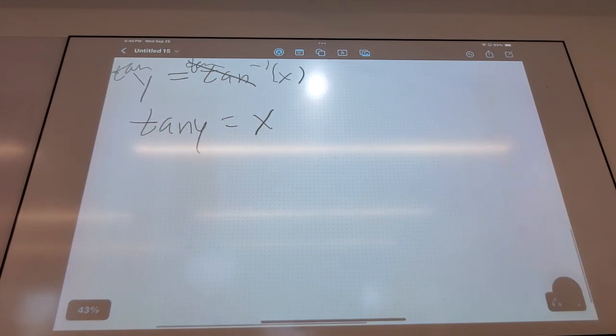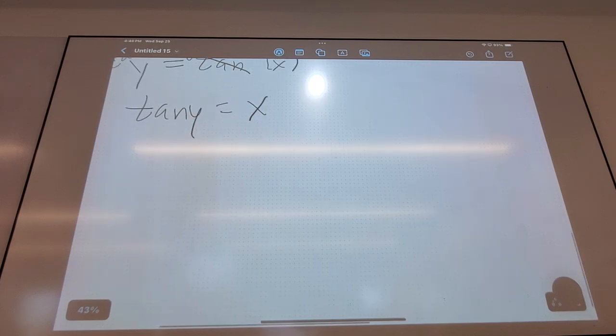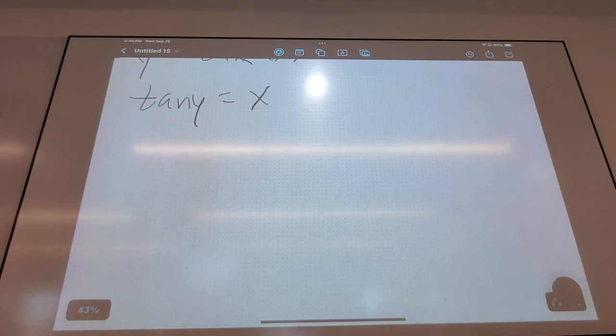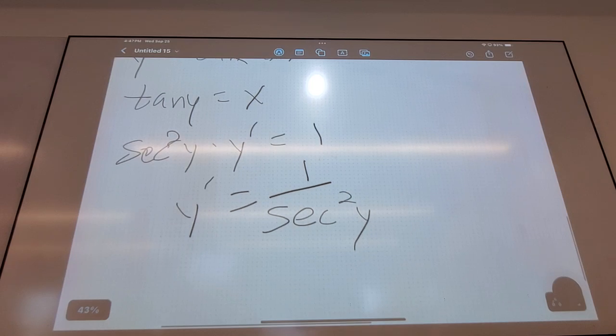So I get x equals tangent y. Now I know the derivative rule for tangent, and we know implicit differentiation. What's the derivative of tangent? Secant squared of something, times the derivative of something. So I get y prime is 1 over secant squared, and just to remind you, if I know x is tangent y, let's see if you guys are cool with this.